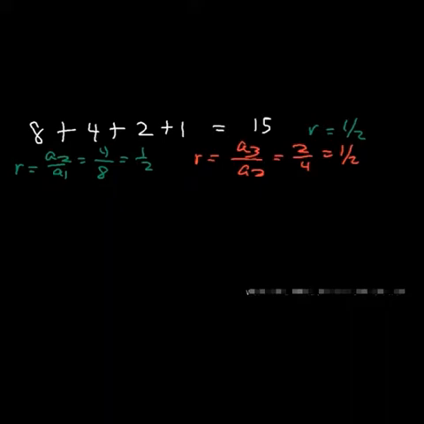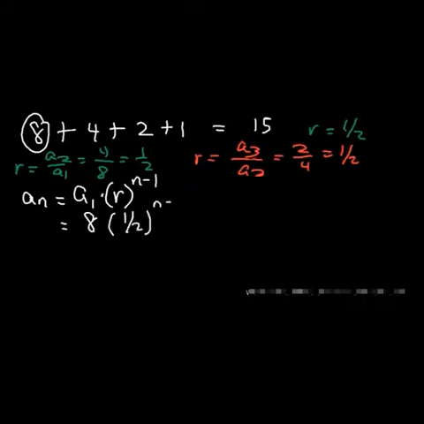So we need to write the general equation for this geometric sequence. And this is the equation that you need: a1 times r raised to the n minus 1. a1 is the first term of the sequence, which is 8. r is the common ratio, which is 1/2. And that's the general equation. So to express it in summation notation, we're going to start with 1, and we only need 4 terms, and then write the equation, 8 times 1/2 raised to the n minus 1.